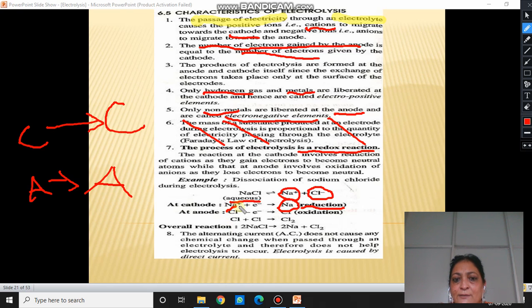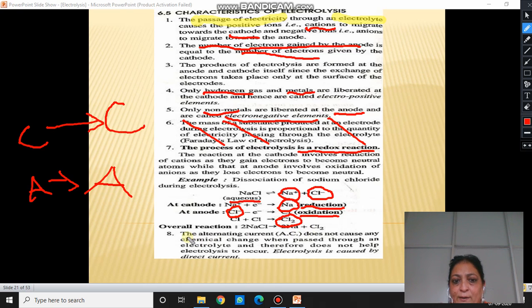Similarly, Cl-, A goes to A, and what happens at the anode? Oxidation, that is loss of electrons. So Cl- loses an electron and becomes Cl. Since Cl is not stable in a monoatomic state, one more similar step takes place, and the two Cl atoms formed in two steps combine to make a diatomic gas. That is, it becomes stable, and you will observe a greenish yellow gas. The overall reaction is 2 NaCl giving 2 Na plus Cl2.